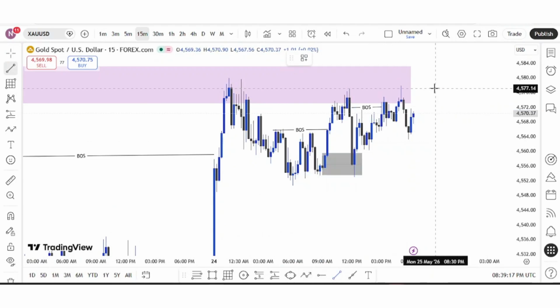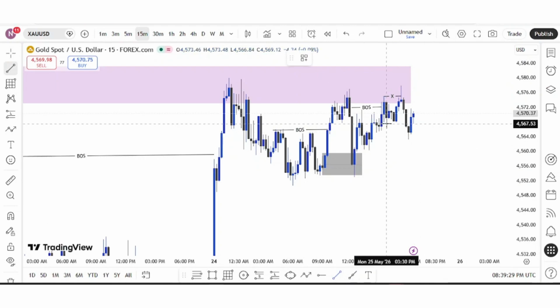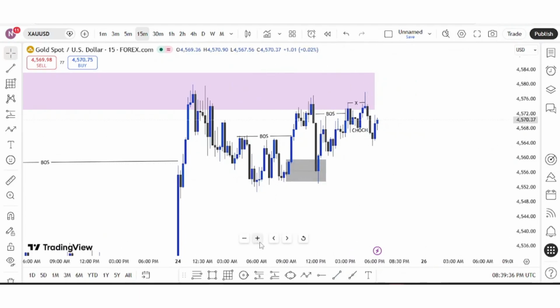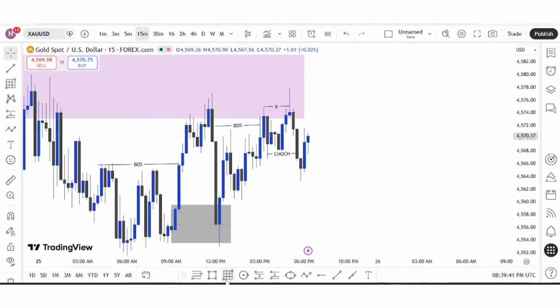and we can see a liquidity sweep. There's this liquidity sweep, price giving us an internal change of character. You can see it's very, very tiny. You have to pay attention to it. An internal change of character.